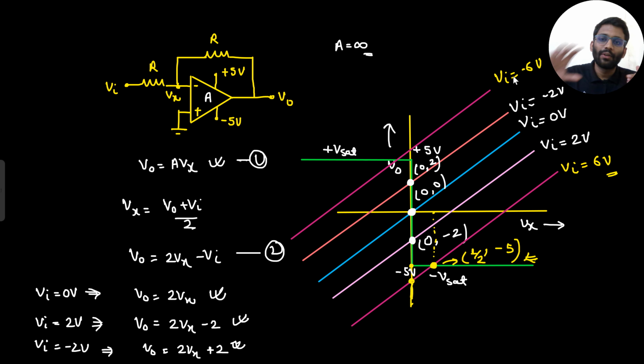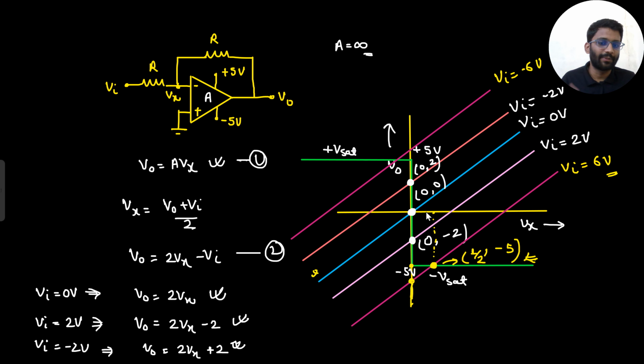What did we do? We wrote two equations. V0 is equals to AVx. The graph would be this, and Vx is positive, output will be minus Vsat, and Vx is negative, output will be plus Vsat. And then we wrote one more equation. Vx is equals to V0 plus Vin by 2. So from there we got to know V0 is equals to 2Vx minus Vin. Now we are putting Vin equals to 0. So V0 is equals to 2Vx. So this is the graph we are getting.